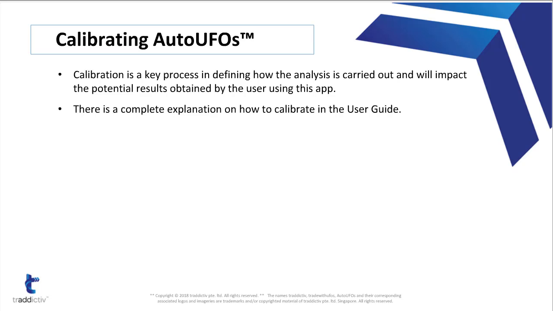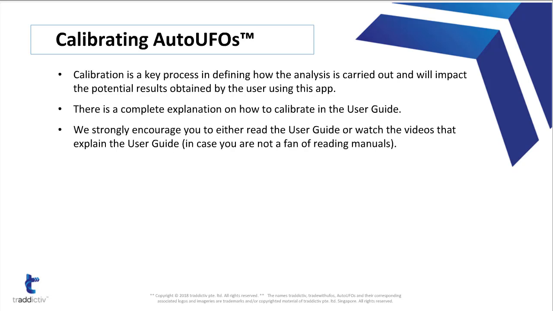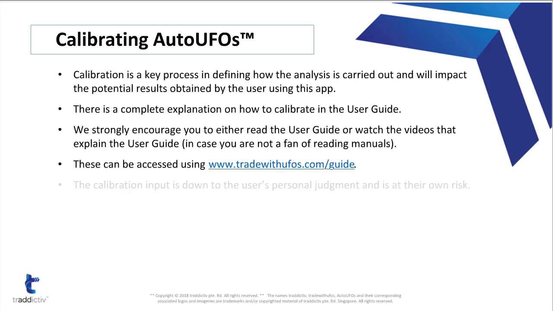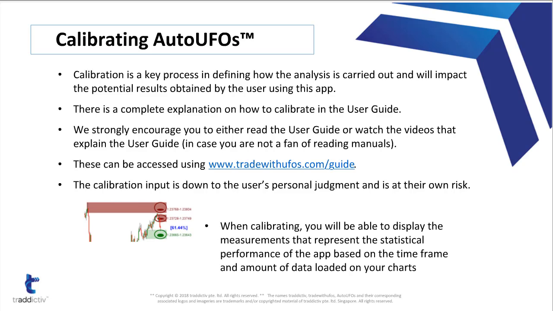calibrating is a key process, as we were saying, and it's explained in the user guide. So we strongly encourage you to either read the user guide or watch the videos, as I just said. These can be accessed using tradewithufos.com/guide, and the calibration input is in the end down to the user's personal adjustments and is at their own risk. Now, when calibrating, you will be able to display measurements that represent statistical performance of the app. And someone was asking about this earlier on the chat box.